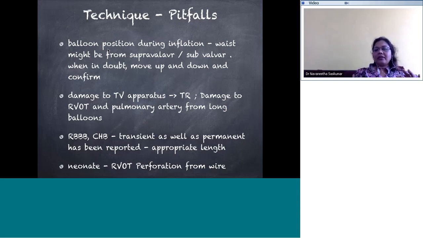Essentially these can be avoided if you use a balloon inflated catheter or balloon tip catheter to cross the pulmonary valve, so that the catheter and later the wire and the balloon don't get entangled in the tricuspid valve apparatus. And if you avoid using unnecessarily long balloons, you can prevent damage to the RVOT and pulmonary artery also. The other problem, which I already mentioned, which happens mostly when you use long balloons which compress the conduction system, is bundle branch block or, rarely, complete heart block.